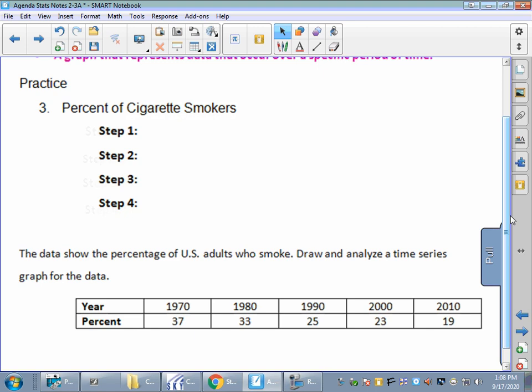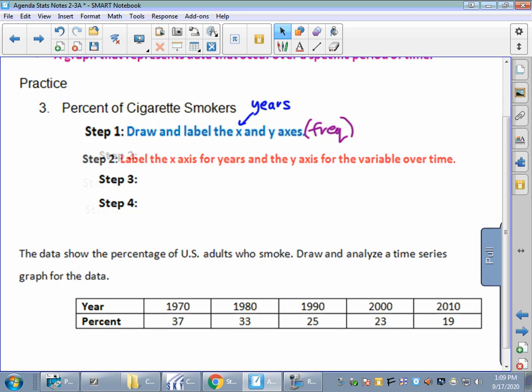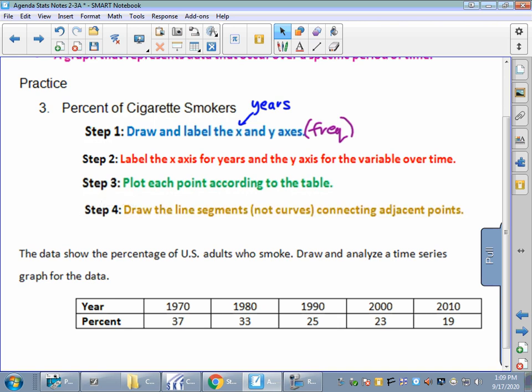So if we are going to do a time series graph for this percent of cigarette smokers, step 1 is to draw and label your X and Y axes. Your X is going to be your years. Your Y is going to be your frequency. Second thing, oh, I already said that. Boy, I got ahead of myself. Give yourself an X-axis for years, and a Y-axis for your frequency over time, sorry. Step 3, plot each point. And step 4, connect them with line segments, not curves.